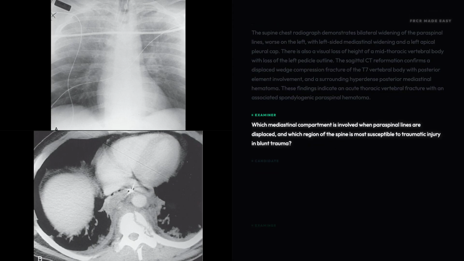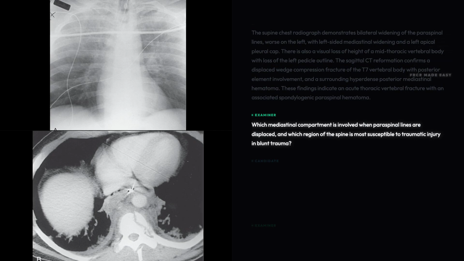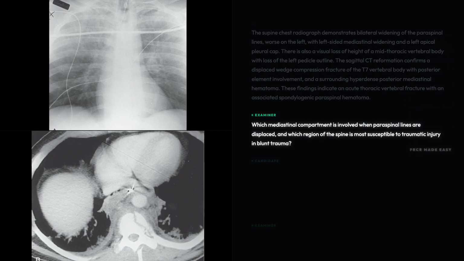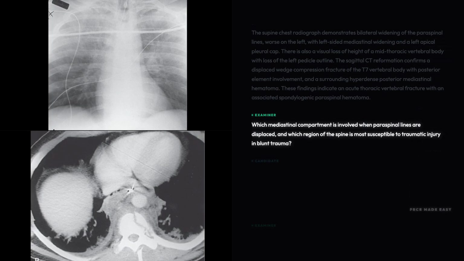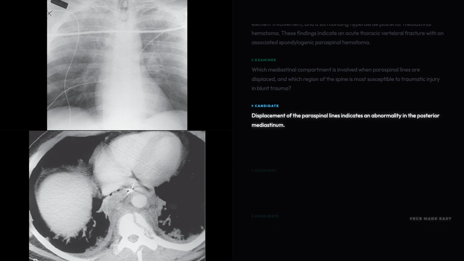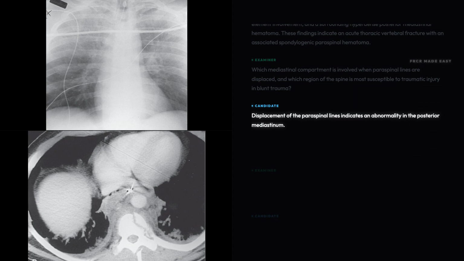Which mediastinal compartment is involved when paraspinal lines are displaced, and which region of the spine is most susceptible to traumatic injury in blunt trauma? Displacement of the paraspinal lines indicates an abnormality in the posterior mediastinum.